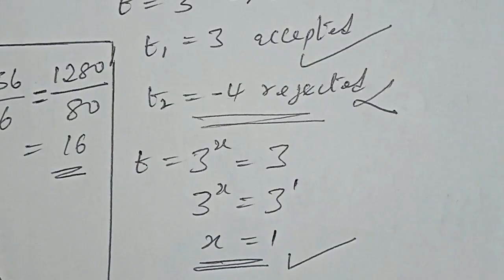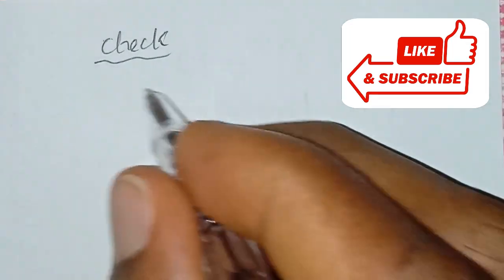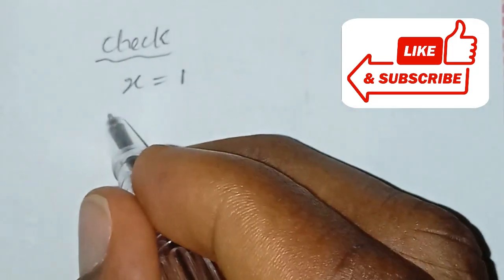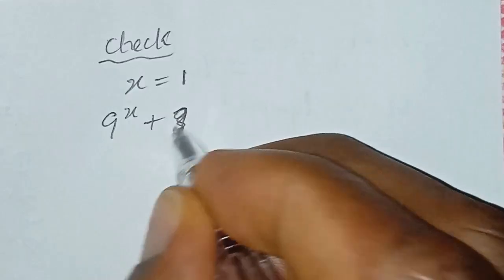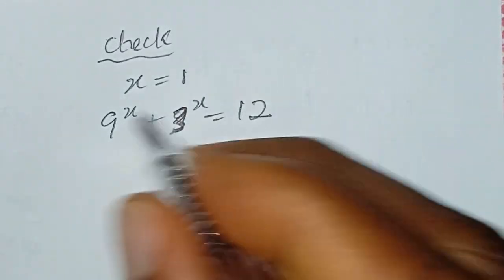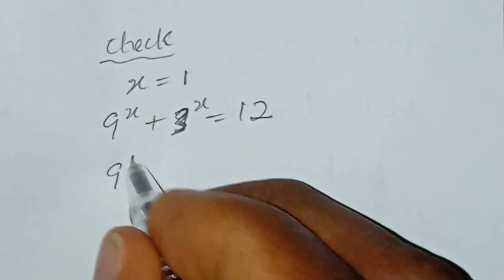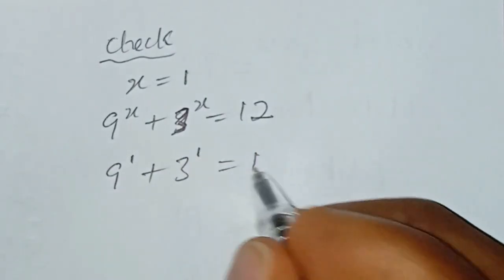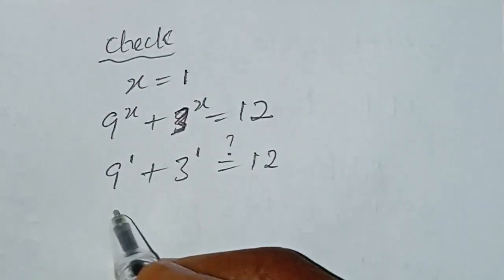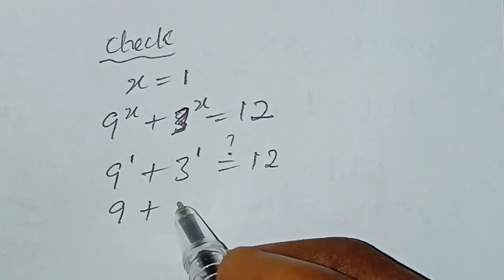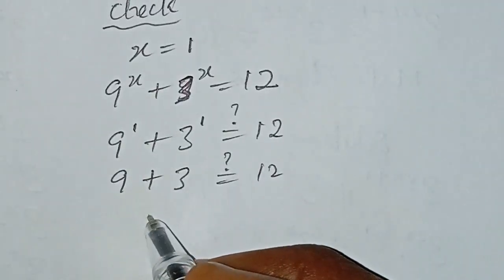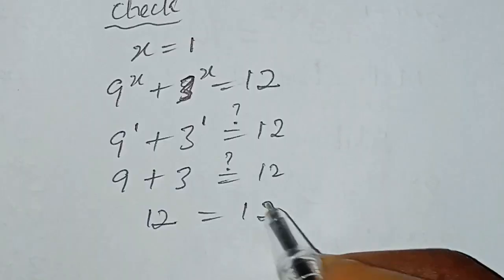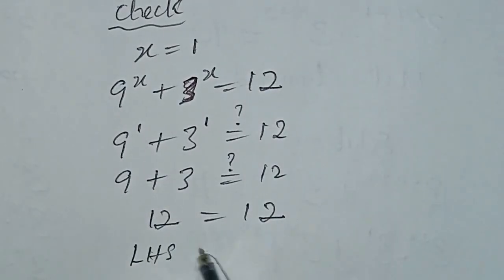So let's verify this value. To check for the value of x at x equal to 1, we have our expression 9 to the power of x plus 3 to the power of x equal to 12. Substituting our value, we have 9 to the power of 1 plus 3 to the power of 1 equal to 12. Will that be equal to 12? So 9 to the power of 1 equal to 9, then 3 to the power of 1 equal to 3. So 3 plus 9 is given by 12, which is equal to 12. So that's the proof that left hand side equals the right hand side.